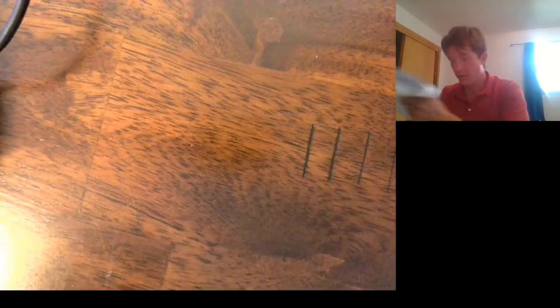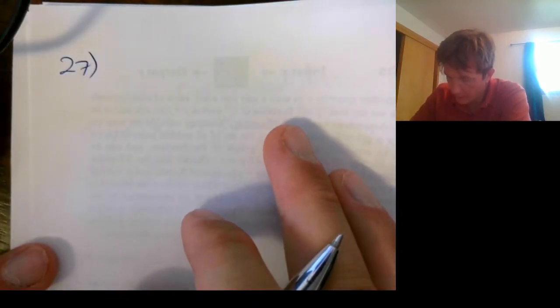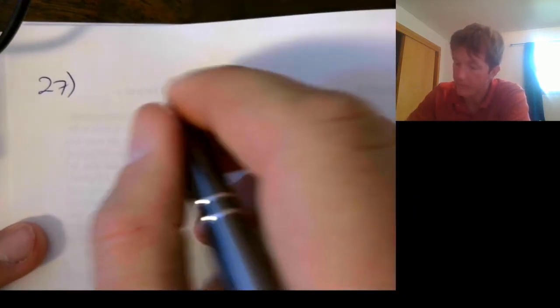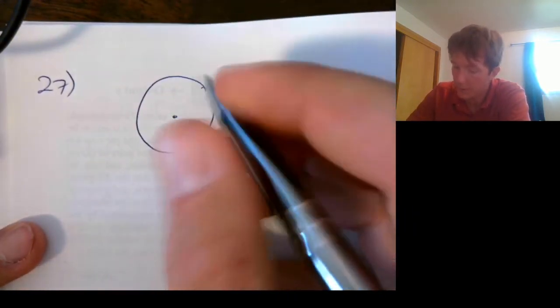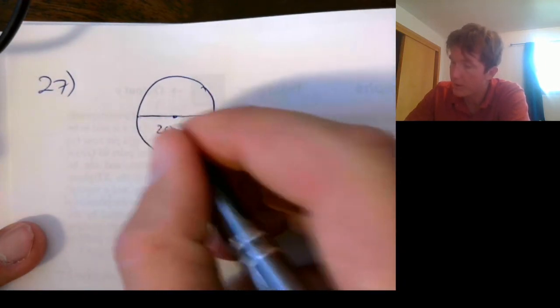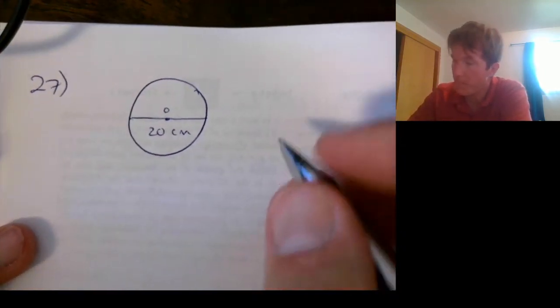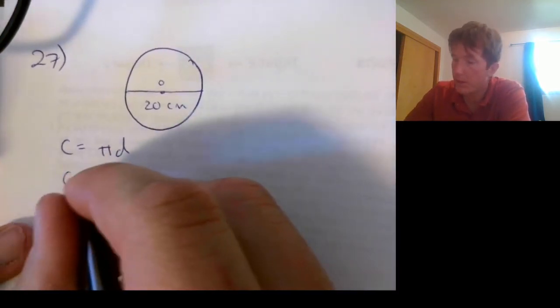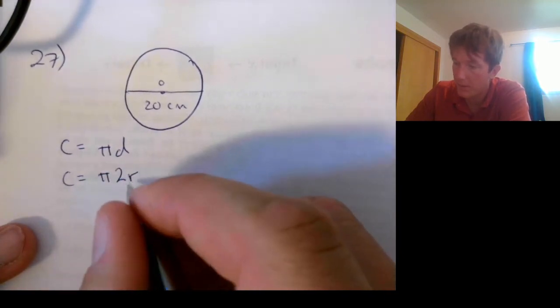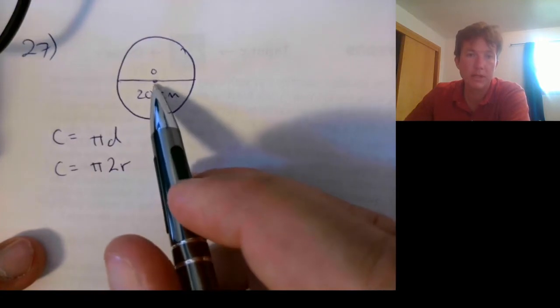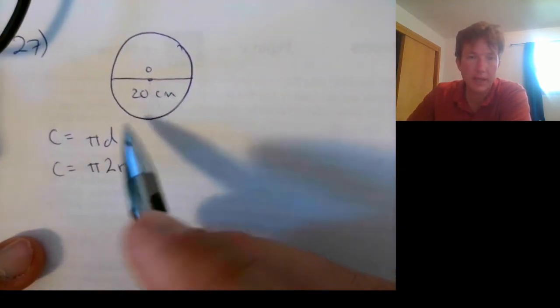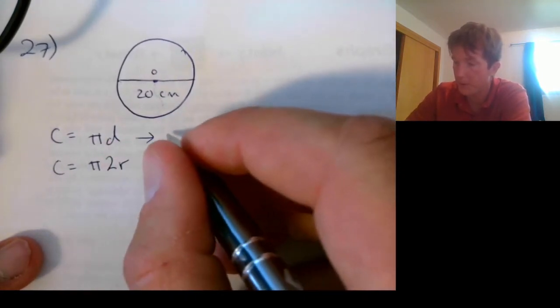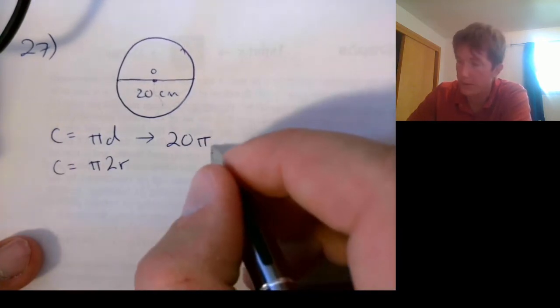Alright, let's go to number 27 on your new paper. Find the circumference of each circle. Leave your answer in terms of pi. So number 27, we have a circle here with a diameter of 20 centimeters. Remember, the circumference is going to be pi times diameter, or pi times 2 radii. So radius would be the center out to the outside. It gives us the diameter, so this one's real simple. We're just going to plug in the diameter and times by pi. So the answer is 20 pi.